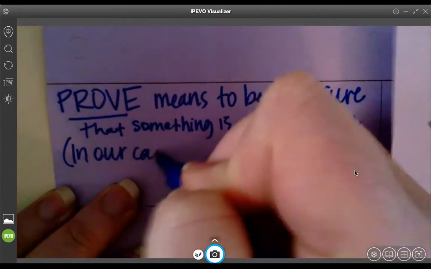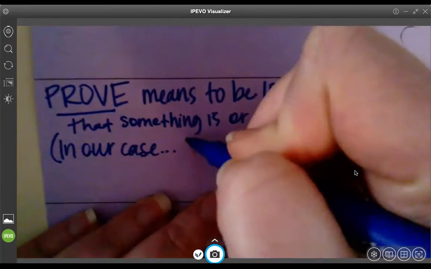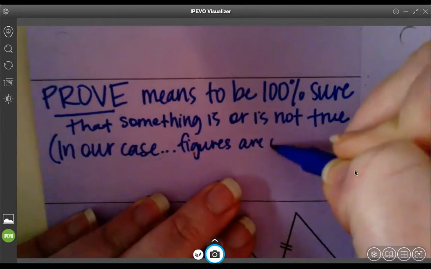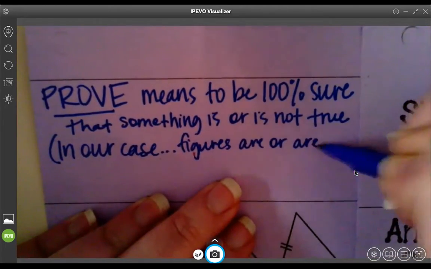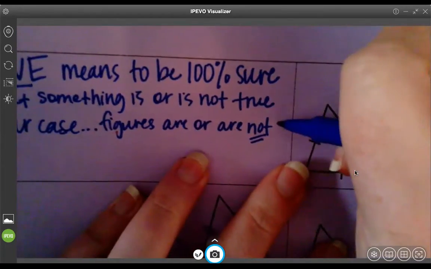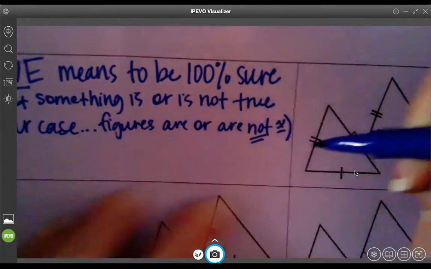And in our case, that would mean figures are or are not congruent. I'm going to go ahead and put my congruent symbol under there. Keep it all on one line.